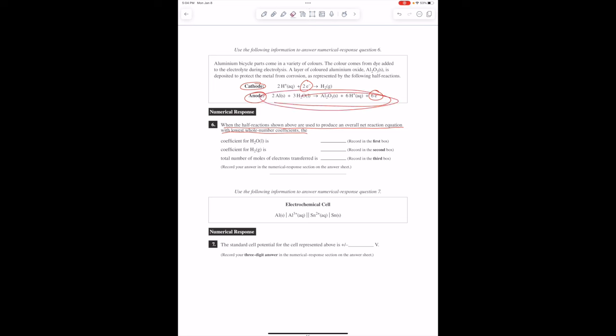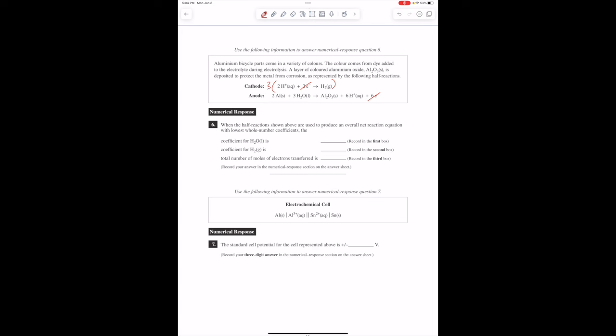So I'll just do this now. Okay, so that means all I gotta do is just balance electrons. I got 2 electrons here, 6 here. So I'm gonna times this by 3. So that's gonna give me 6 and 6 because I got 6 and 6.